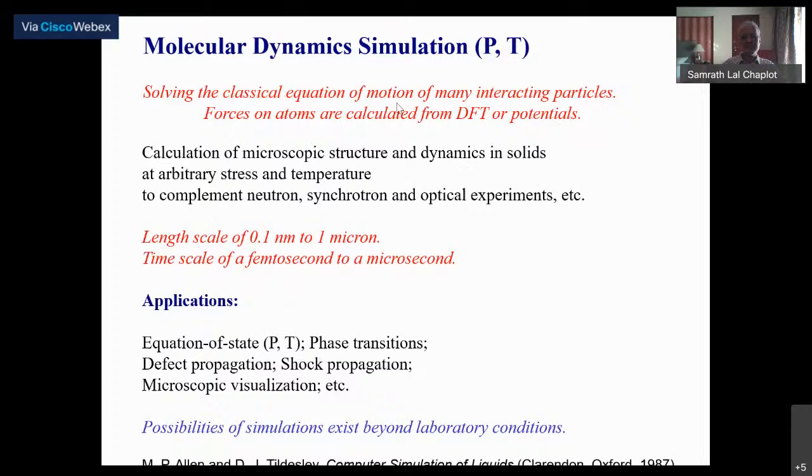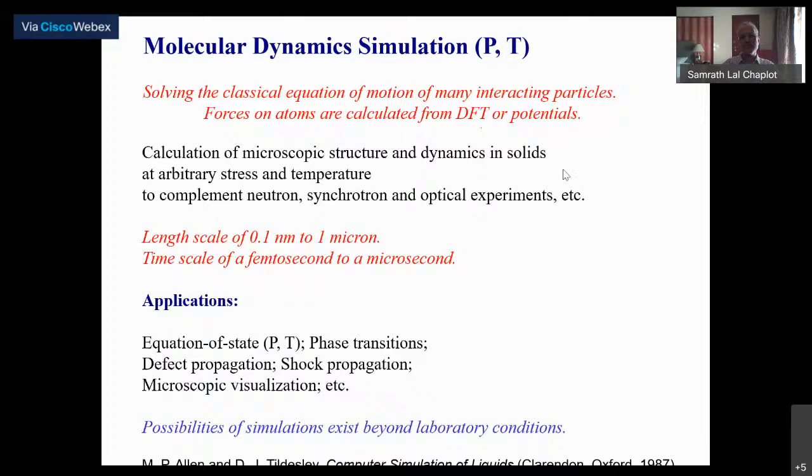Even though we are solving classical equations of motion of nuclei, the forces on the nuclei can be calculated accurately using quantum mechanics, and in particular, an excellent technique is the density functional theory. So that can be done. Or alternatively, one could use empirical potentials between atoms or molecules, empirical force fields or empirical interatomic potentials. And these are useful. So these two techniques are in practice.